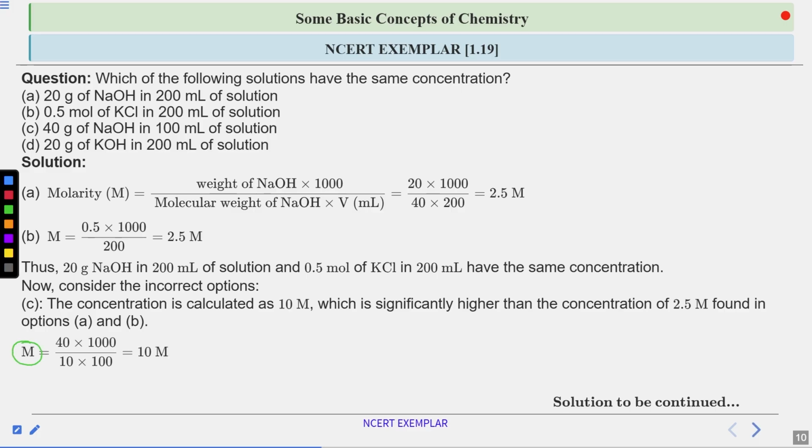First is the molarity of the C case. The given mass is 40 gram. What is the molar mass of sodium hydroxide? It will be 40. So this will be 40 here. Just correct it. Molar mass of NaOH is 40. Then perform this calculation, you will get 10 molar as the concentration. Is this part clear?